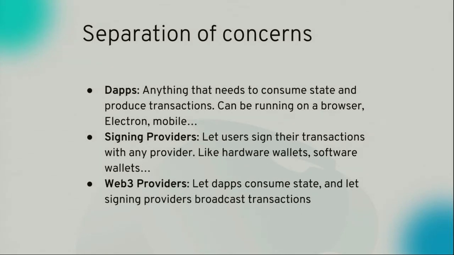So I think we should have dApps, and dApps can be wallets. I don't really like to treat wallets as a first-class citizen because I think they are just a dApp that moves funds around. Then you have signing providers, which is basically interacting with hardware wallets, software wallets, whatever method you have to sign stuff. It can also be a signing method for signing with multiple keys. And finally, Web3 providers, which connect you to the Web3 world, to the blockchain, provide you information about the state, and let you broadcast transactions to eventually change that state.